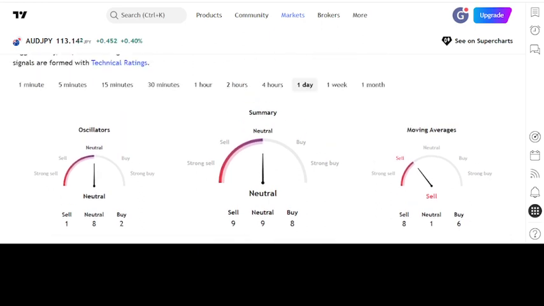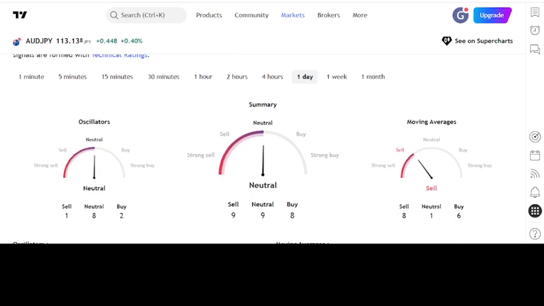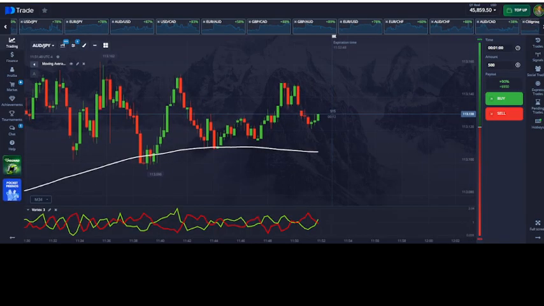And so what we're going to do is the time frame is set to 1 day, but we're going to be focusing on 1 minute. Okay. So we're looking at the summary here. So the summary is giving us a basic buy on the 1 minute time frame. So what I'm going to do here, I've set my period to 1 minute. I have the Aussie dollar Japanese yen. So I'm going to go ahead and take a buy trade here for 1 minute.